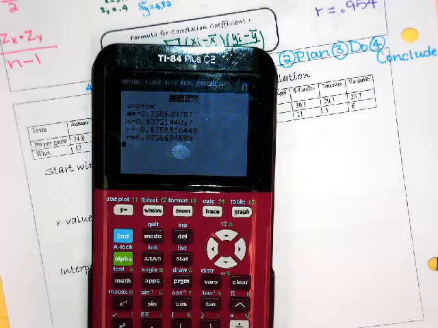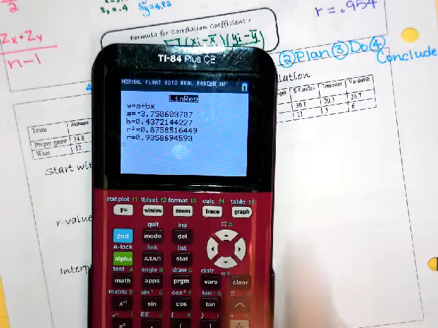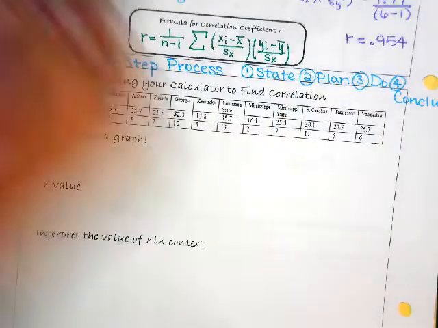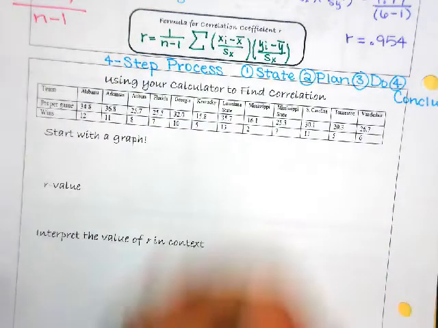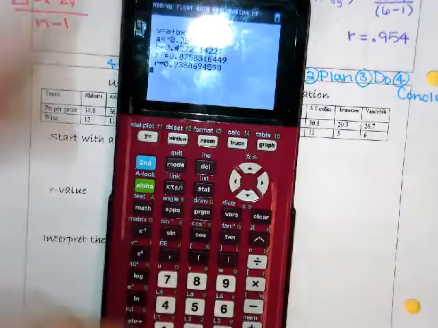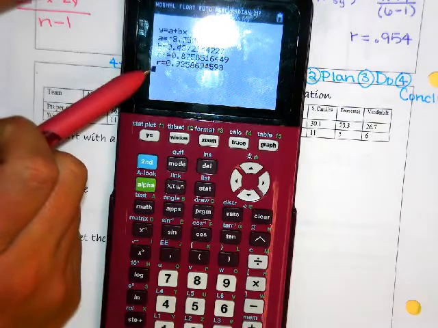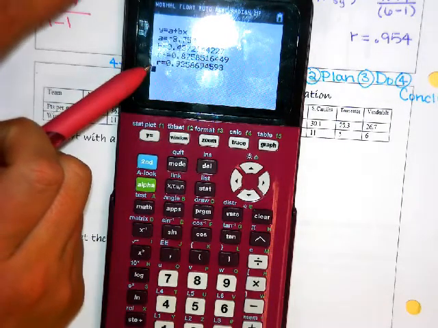So, our R value. There's R squared and there's R. For now, we're going to focus on R. Towards the end of the unit, I'll teach you what R squared means. So our R value is 0.936 if I round.